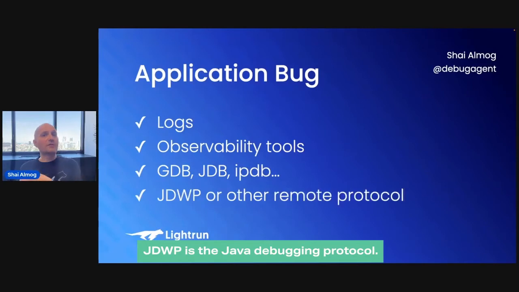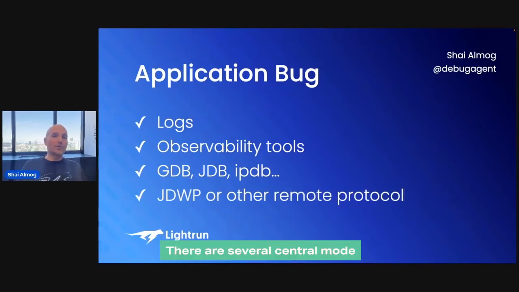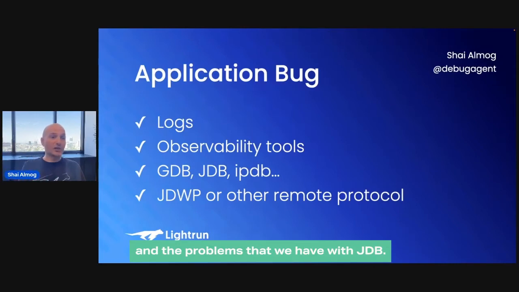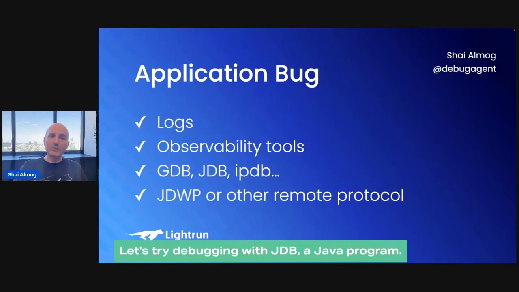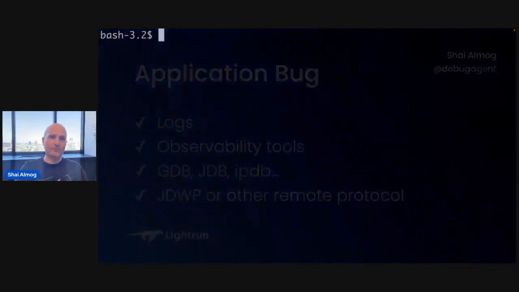JDWP is the Java debugging wire protocol. There are several such remote debugging protocols we can use. It suffers similar issues of security and the problems that we have with JDB. Let's dive into this and let's try debugging with JDB, a Java program.